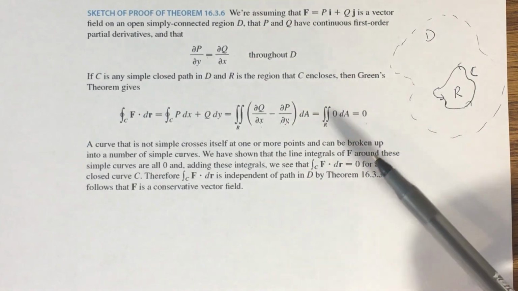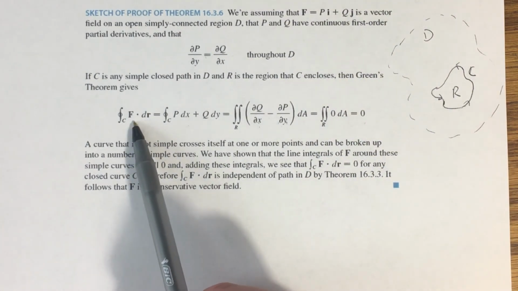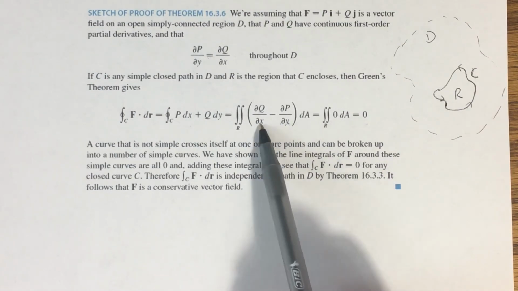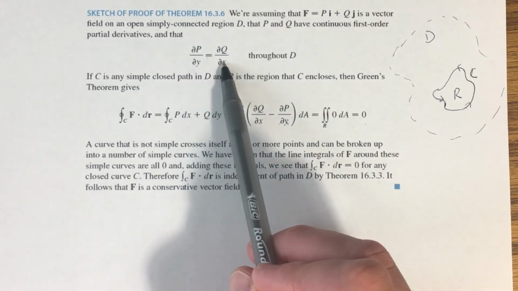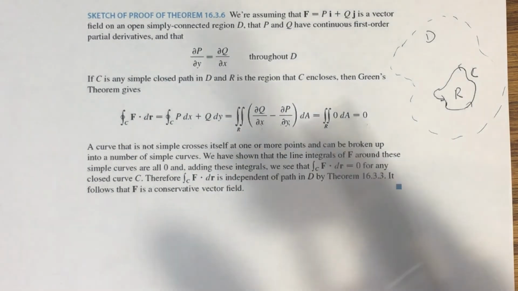So really the reason we needed Green's theorem was to turn this line integral into this double integral, where we had made an assumption about the terms in the integrand, that they were equal to each other. That's what gave us the 0 that we needed in order to invoke that other theorem.